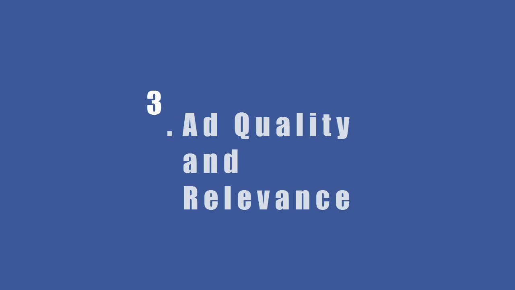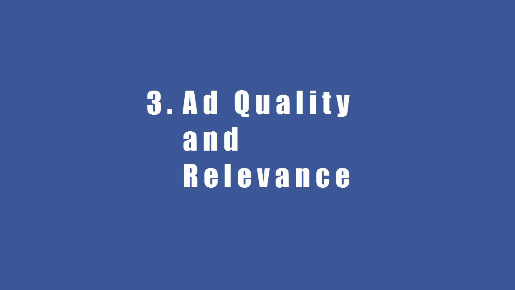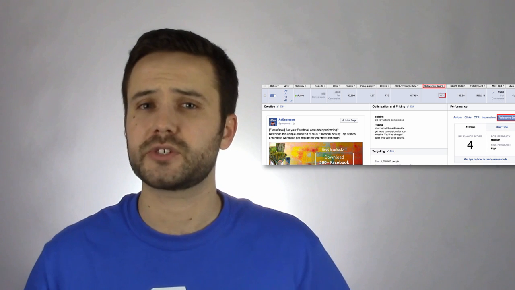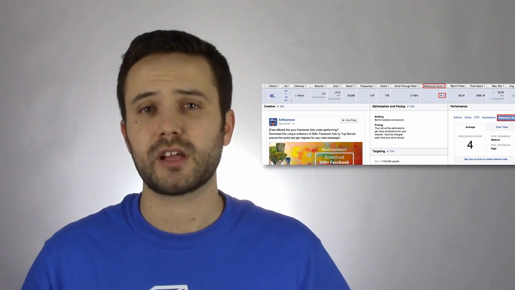Number 3, ad quality and relevance. The higher your relevance score, the less you'll pay. Facebook directly confirmed this for us. In addition to that, we did our own experiment. We tested an ad with a relevancy score of 8 versus a relevancy score of 2.9. The ad with a relevancy score of 8 performed 4 times better than the one of 2.9 with the exact same budget.